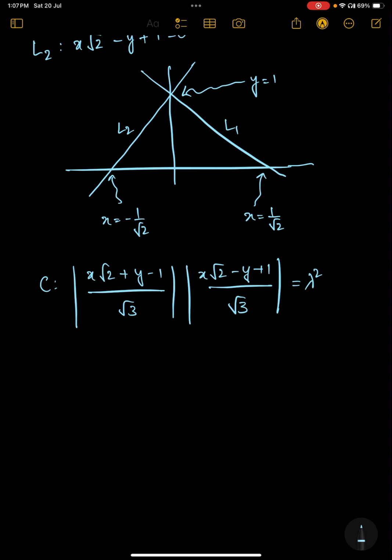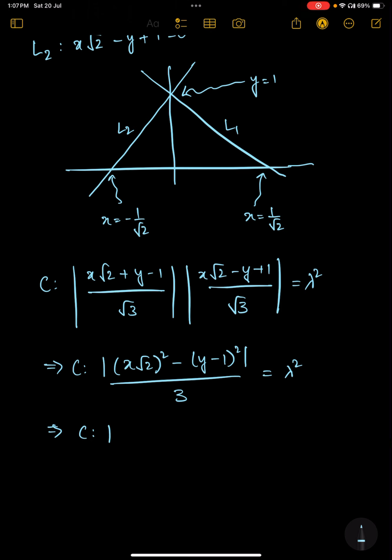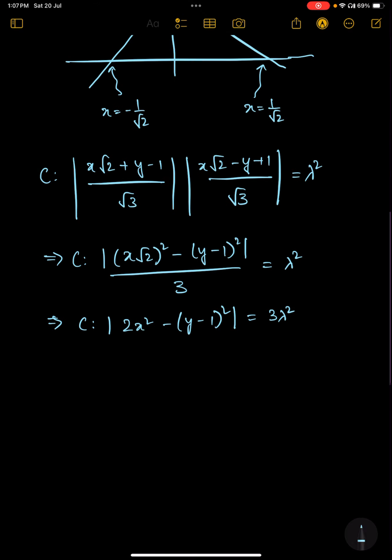Now, if we just solve this equation for C, we get x root 2 whole square minus y minus 1 whole square divided by 3 is equal to lambda square. This gives us that C is such that mod of 2x square minus y minus 1 whole square within mod is equal to 3 lambda square. So we have the equation of the curve C.